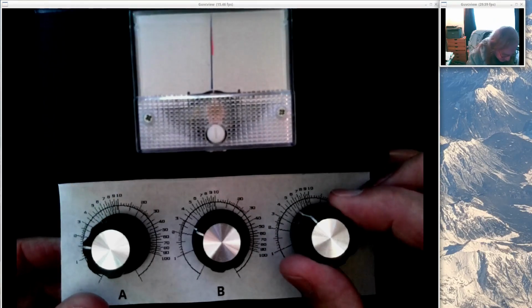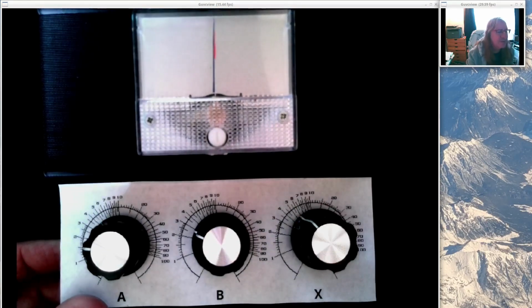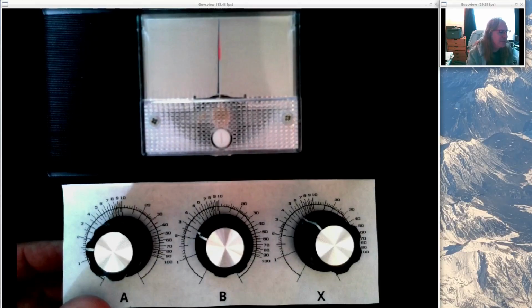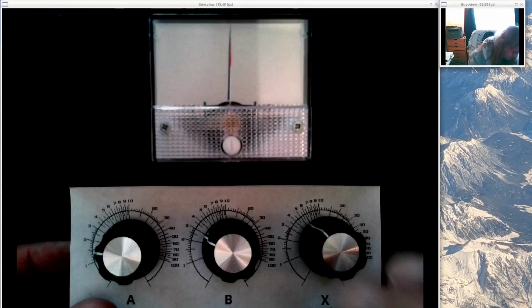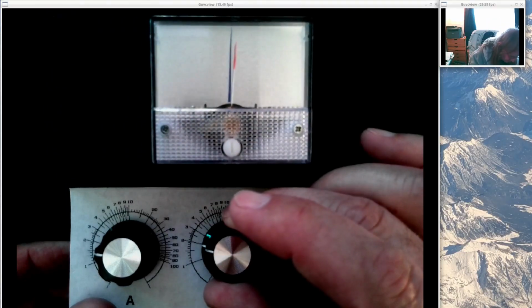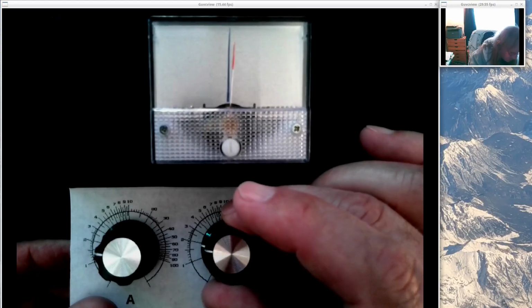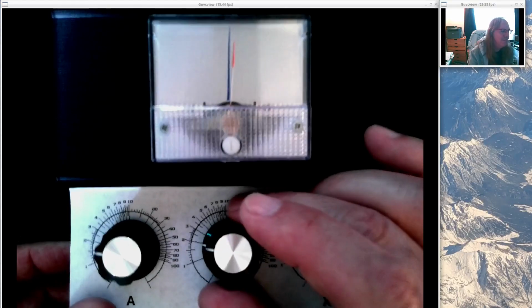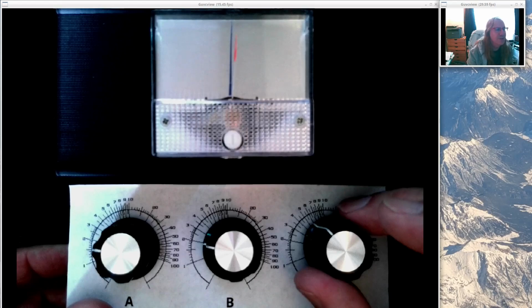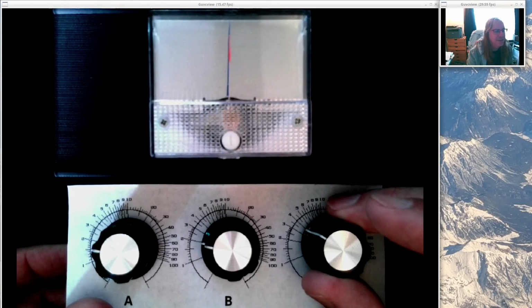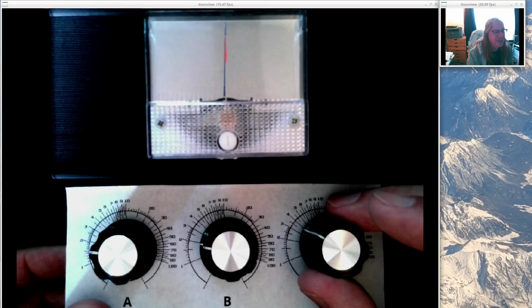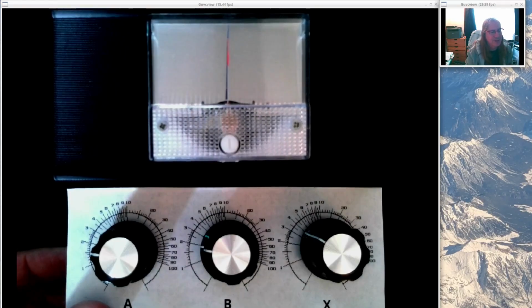And if you look at where this is pointing, it's pointing at the number 6, and so 2 times 3 is 6. And if you want to do 2 times 2, you point this one at a 2, point the first one at 2, and turn this until the needle is centered, and there it is, and it's pointing to 4. So 2 times 2 is 4.